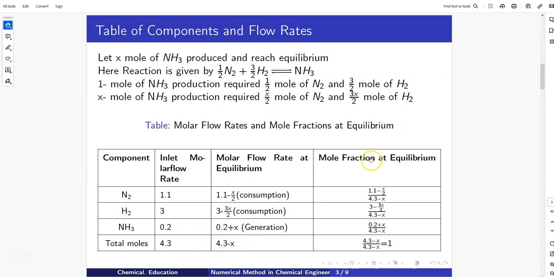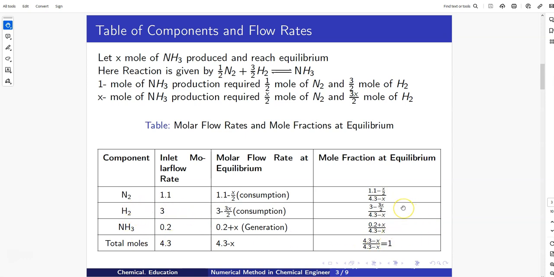Now we can calculate the mole fraction also, which is the individual mole divided by the total mole. The individual mole of nitrogen is 1.1 minus X by 2 at equilibrium, divided by the total mole, 4.3 minus X. Similarly, if we do that, we get the hydrogen mole fraction and the ammonia mole fraction, and the total is 1.